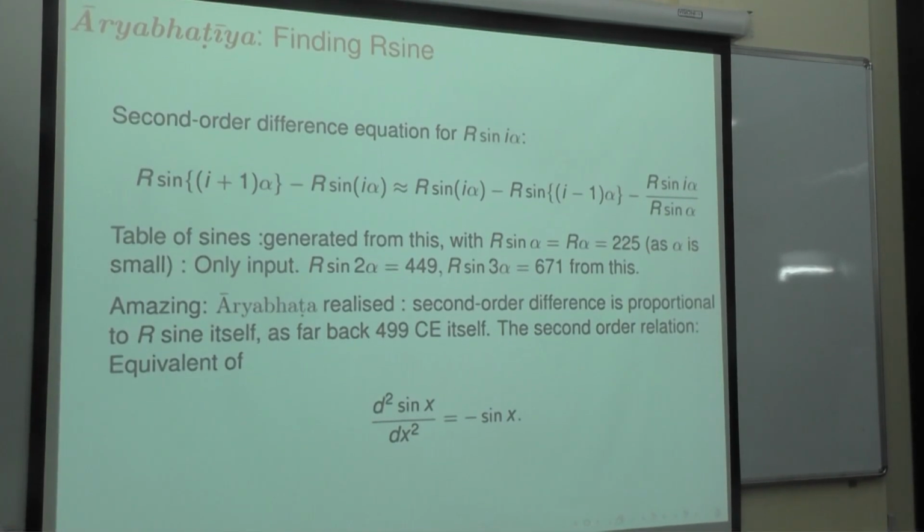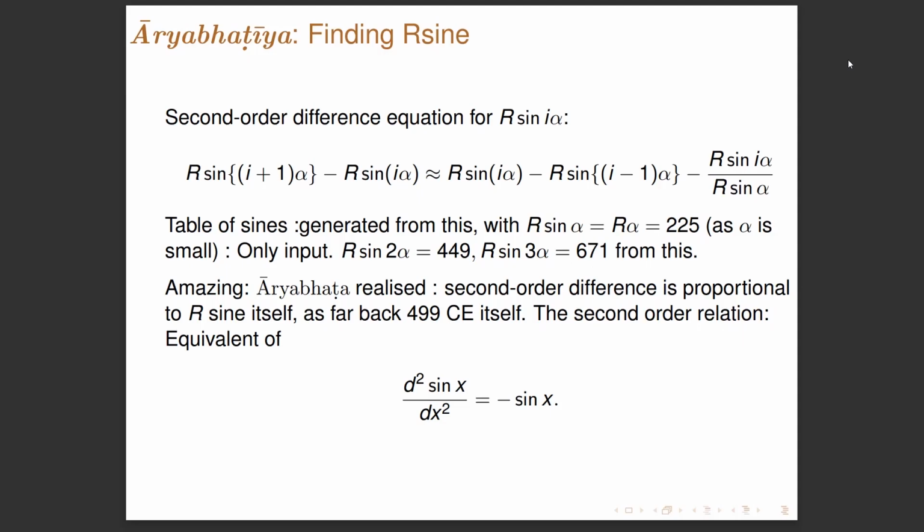It is absolutely amazing that Aryabhata realized this, because this second order difference is proportional to r sin itself. This is essentially the equivalent of d squared sin x by dx squared equal to minus sin x. I don't know whether you people know this. So this is the differentiation of sin x.